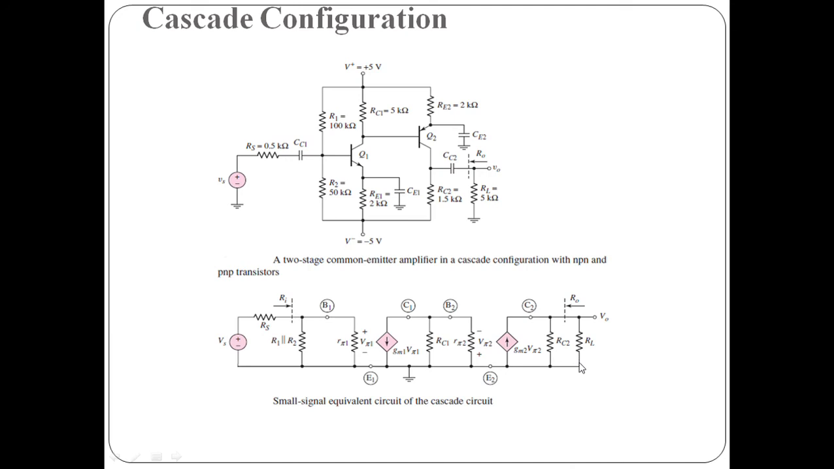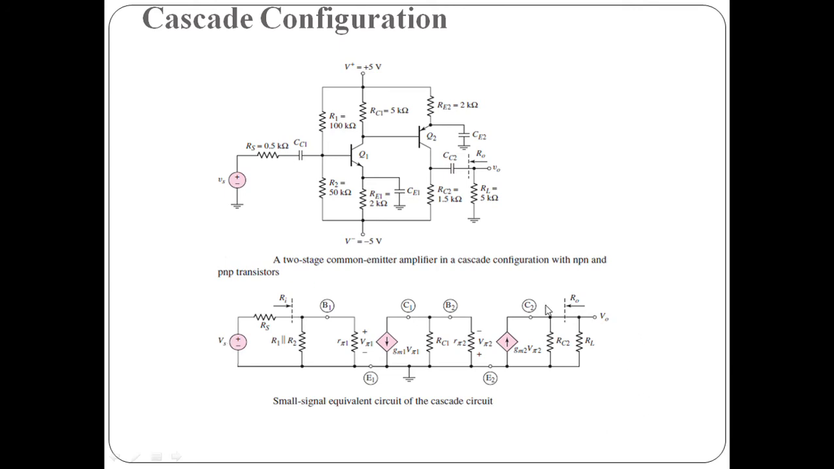Now we are going to calculate the voltage gain of this two-stage common emitter amplifier, and its input resistance and output resistance. First, let us see the voltage gain. The voltage gain AV is equal to V naught divided by Vs, which we can split as V naught divided by V pi 2 into V pi 2 divided by V pi 1 into V pi 1 divided by Vs.